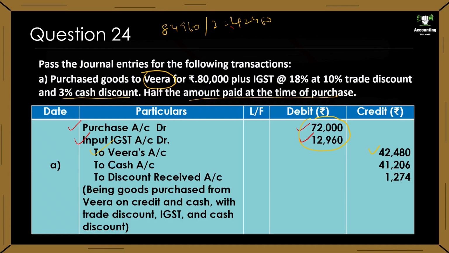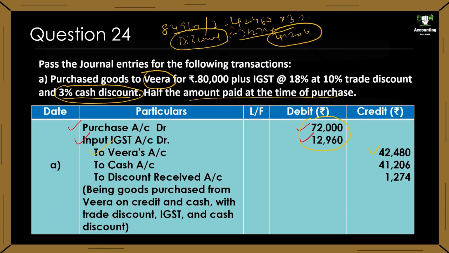Next, we have paid the half amount, but we have received a cash discount of 3%. So for the half amount of 42,480, 3% is 1,274. This will be your discount. When you deduct 1,274 from 42,480, you get 41,206. Only 41,206 you would have paid. This discount is a discount received. When you receive discount, it is an income, right? You are going to pay a lesser amount. So discount received is an income. We credit all income. So in the journal entry, to discount received 1,274.